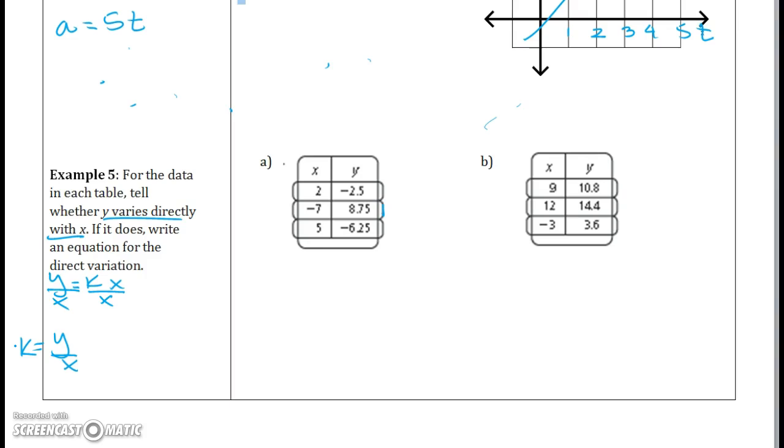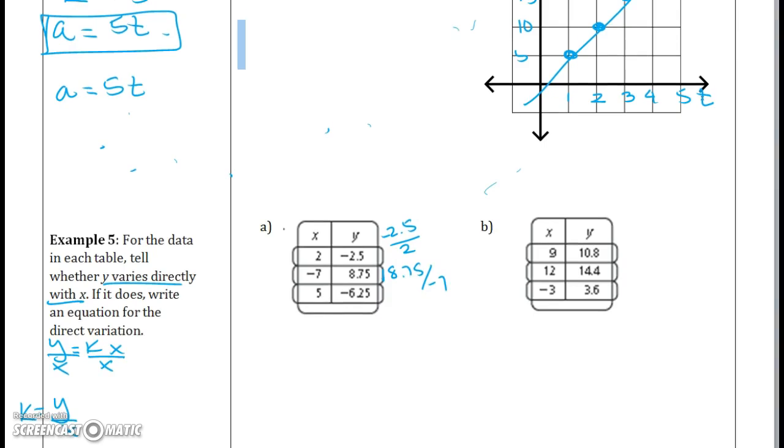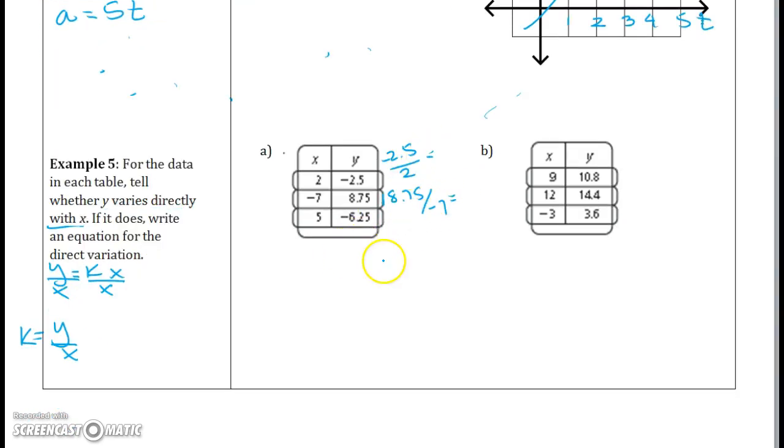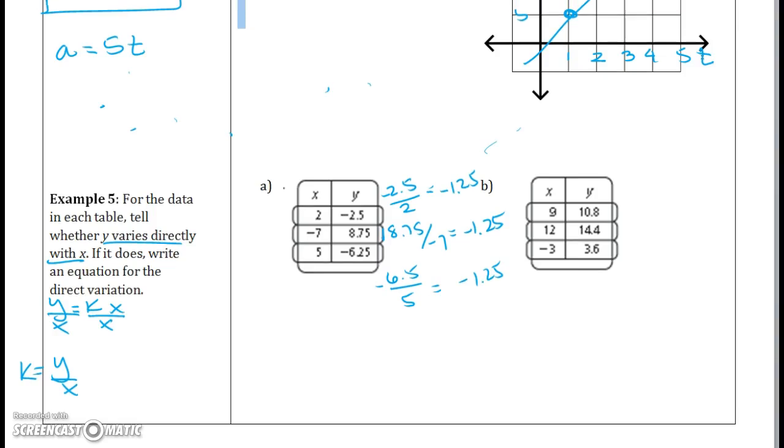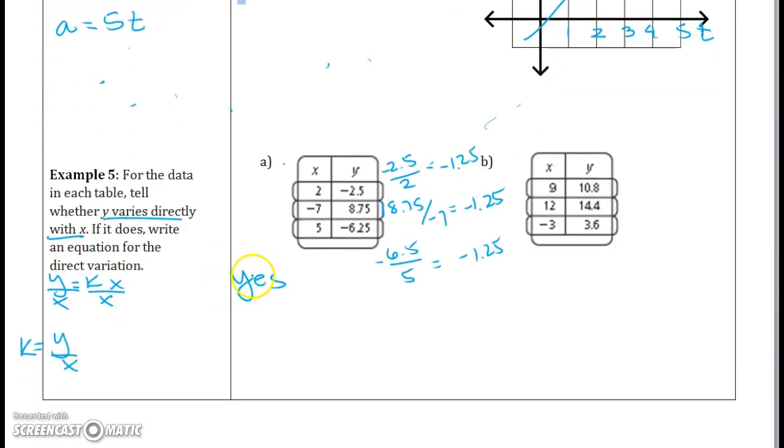If it's constantly the same number when I divide, for example, 2.5 divided by 2, I need to get the same number that I would get if I divided 8.75 by negative 7, and the same number that I would get if I divided negative 6.5, this is the y, by the x, 5. Then you use your calculator. Negative 2.5 divided by 2 is negative 1.25. 8.75 divided by negative 7 is negative 1.25. Negative 6.5 divided by 5 is negative 1.25. Is it constant? Yeah, it's constantly negative 1.25. So yes, it is a direct variation equation.